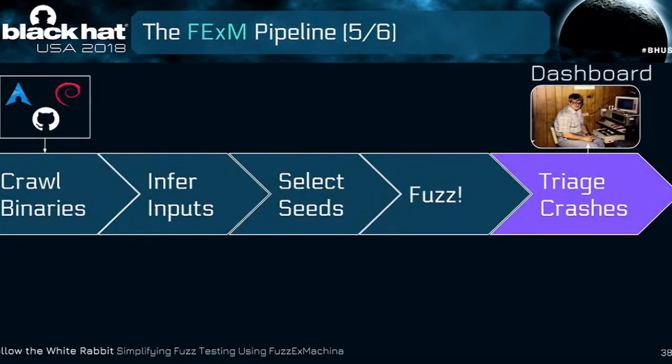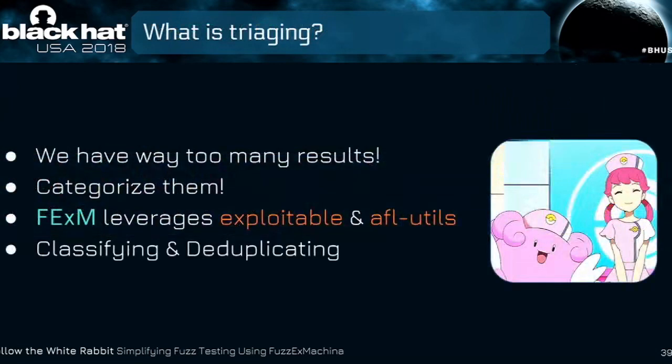Once we have fuzzed, we hopefully got some crashes, but those crashes are not really structured, so we need to bring some structure to the unstructured fuzzing output. And this is basically the triaging step. In the triaging step, we do two things. We classify the crashes according to their severity, and we try to deduplicate crashes so that we are only left with unique crashes. For this, we leverage existing tools, namely exploitable and AFL utils.